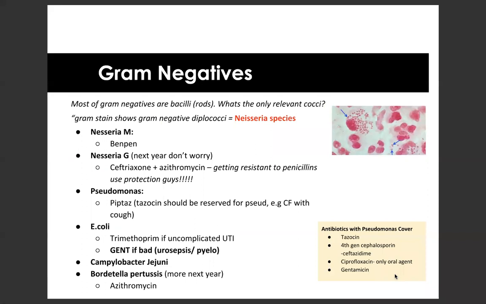The most important gram negative to know is Neisseria species because it's the only gram negative that's a cocci. So if it's pink, which means gram negative, and it's a cocci, then you know it's Neisseria. And the treatment of choice for that is Benpen.